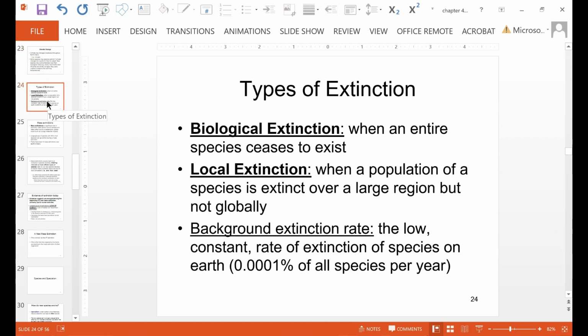There are different types of extinctions. We have biological extinction. That is when an entire species goes extinct and ceases to exist. A local extinction is when a population of a species is extinct over a large region, but not globally. There is always a very low, constant background extinction rate that is 0.0001% of all species going extinct every year.